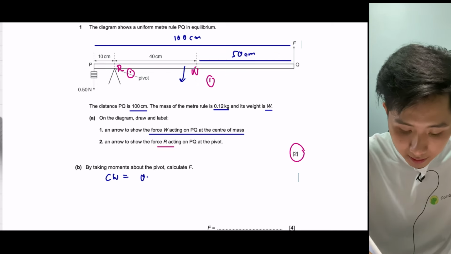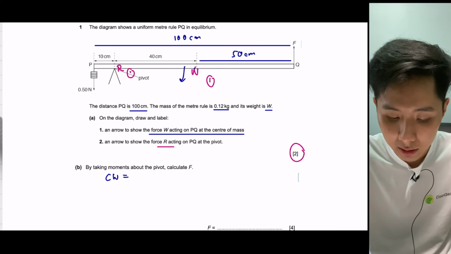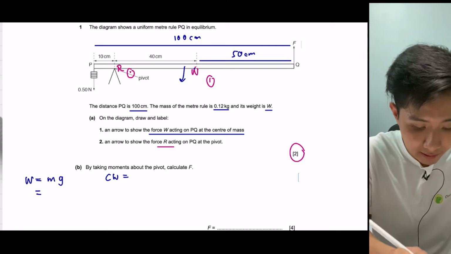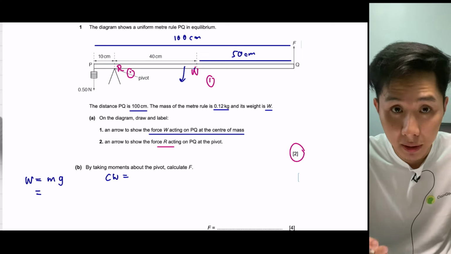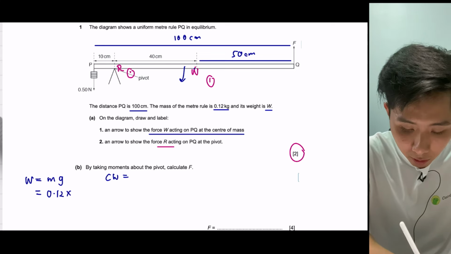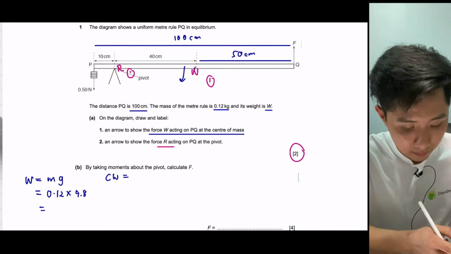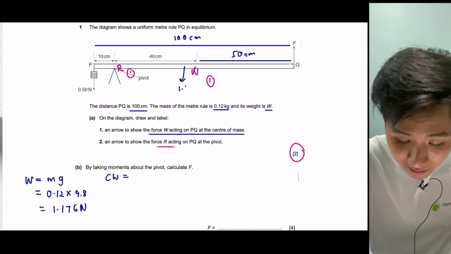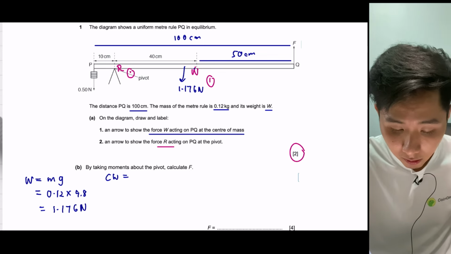So we know that the force acted on the center of gravity is actually the weight of the rod. First calculate the weight. The weight, I'm going to use W equal to mg. And for simplicity's sake, I'm going to assume g equal to 10 for this question. But in your syllabus, you should use 9.8. But let's use 9.8 instead. Okay, 0.12 multiplied by 9.8. I'm going to get the weight of the rod, which is 1.176 Newton. So in other words, 1.176 Newton is acting here at the center of the rod.